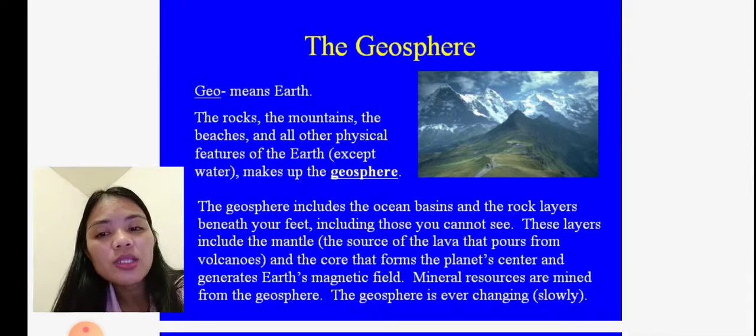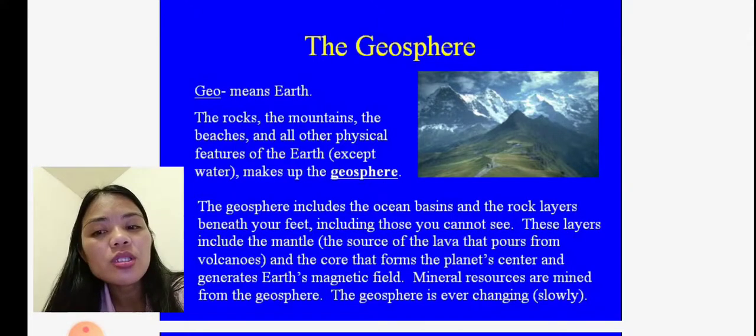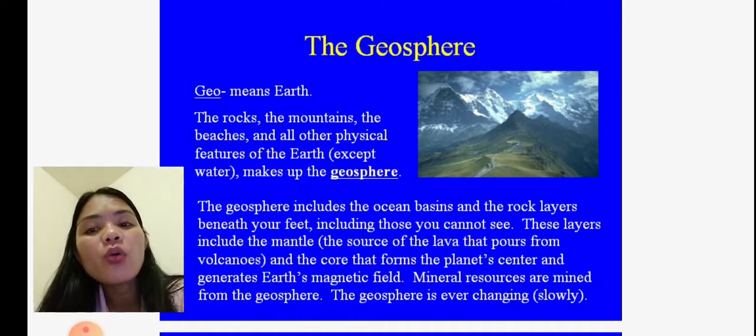So, ang haba ng binasa ni Ma'am, ibig sabihin nun, ang depth of the geosphere is 6,400 kilometers, being the largest, again, the largest of the 4 spheres. Most of the surface features give us a clue of the dynamic process occurring at the Earth's interior. Soil is the thin layer of material on the surface.